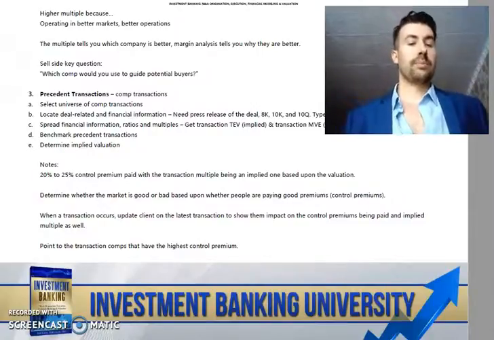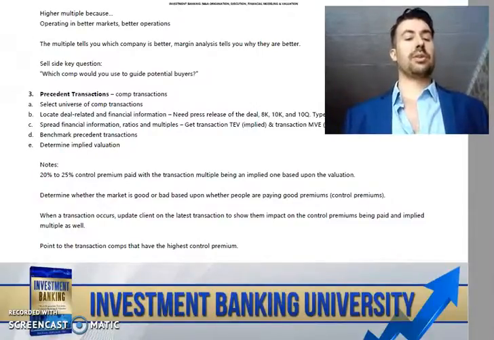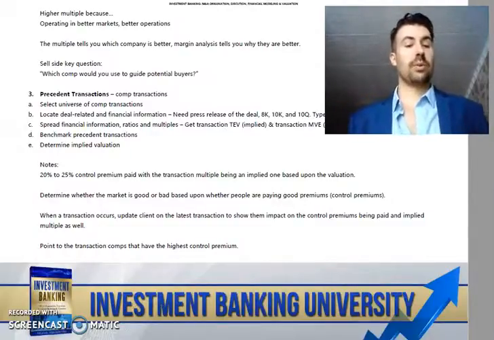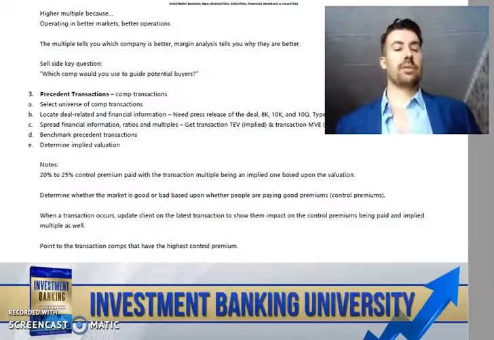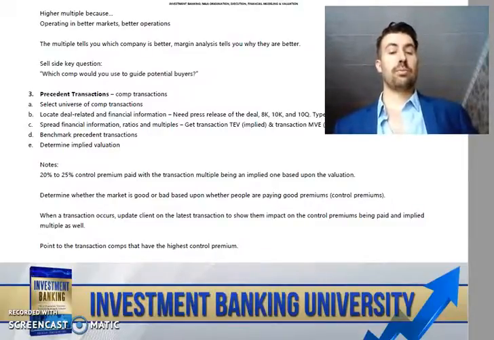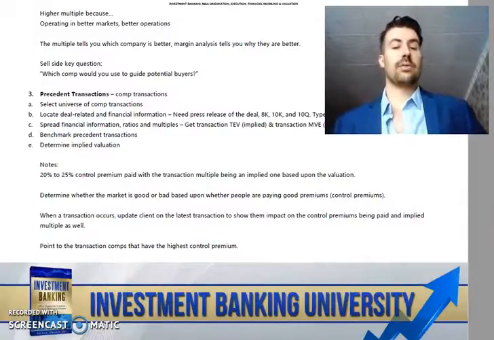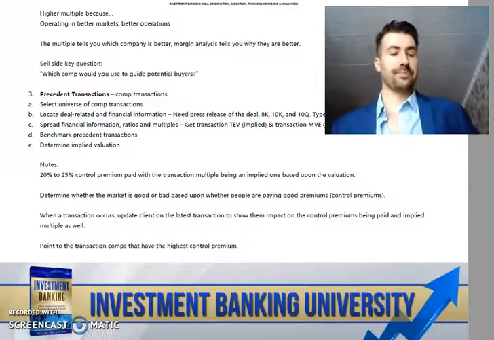You're then going to benchmark the precedent transactions and then determine the implied valuation based upon the metrics that are derived from that. In terms of the control premiums paid, it's typically going to be in the 20 to 25% range, with the transaction multiple being an implied one based upon the valuation. We're going to need to determine whether the market is good or bad based upon whether people are paying good premiums, control premiums, or they're not. And when a transaction occurs, you're going to want to update the client on the latest transaction to show them the impact of the control premium being paid and implied multiple as well. And the one you're going to ultimately point to is transaction comps that have the highest control premium.